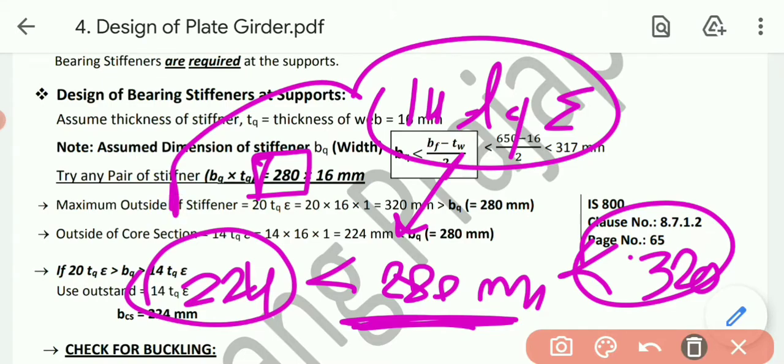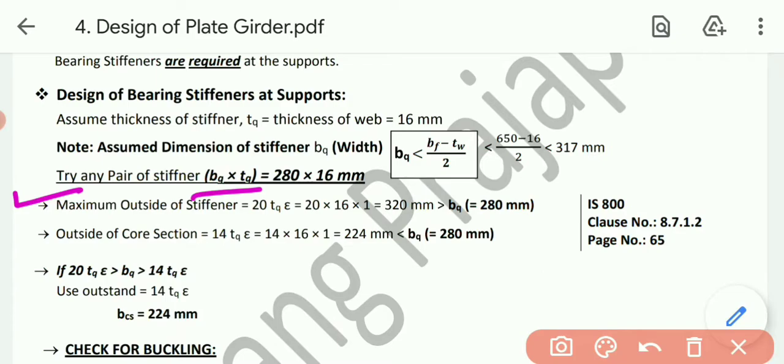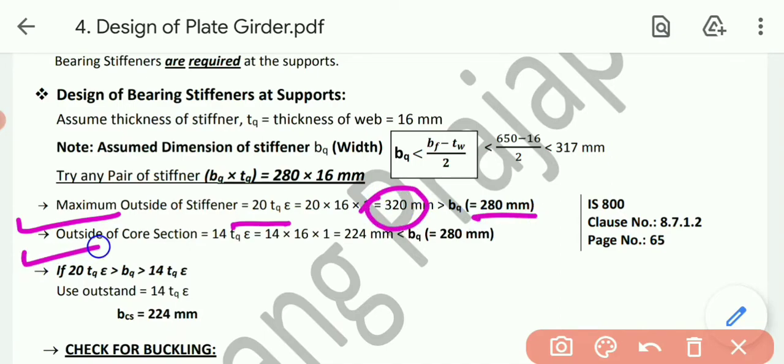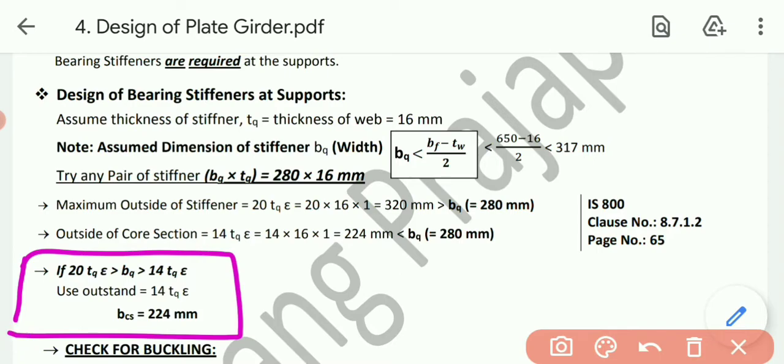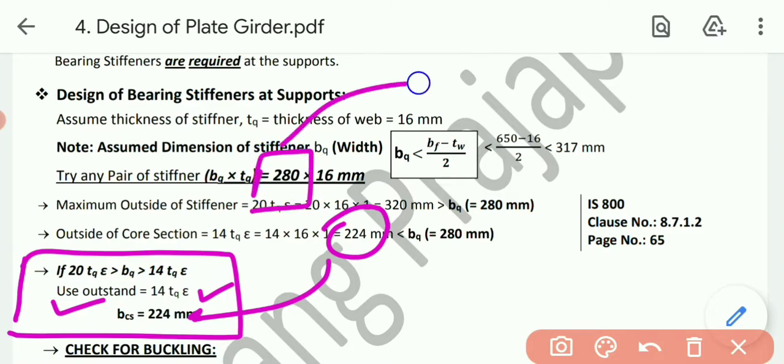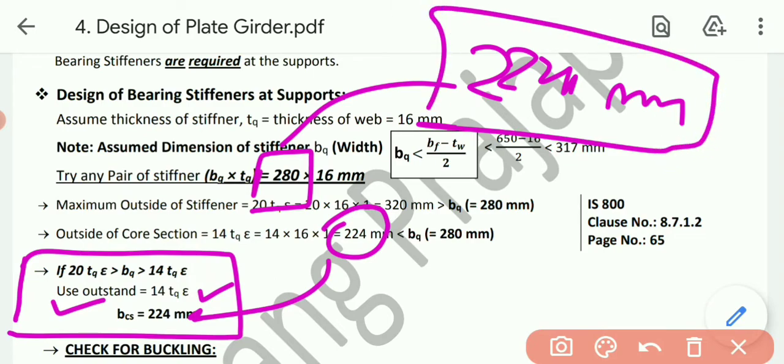See, I have checked it over here. Trying the pair b_q cross t_q, that is 280 cross 16 mm. Maximum outstand of the stiffener 20 t_q, that is 320, greater than 280. Okay, the outstand of the core section 14 t_q epsilon is 224, which is less than 280, hence okay. So now our code condition is satisfied that 20 t_q epsilon is greater than b_q, greater than 14 t_q epsilon. So use outstand equal to 14 t_q epsilon, that is 224. It means that out of 280 mm, 224 mm is the effective, or core section, which actually will carry the load.